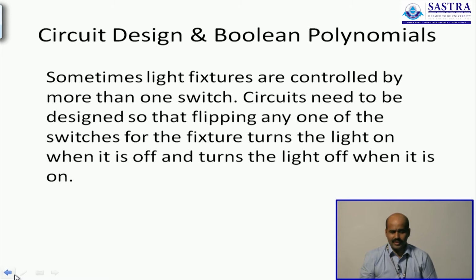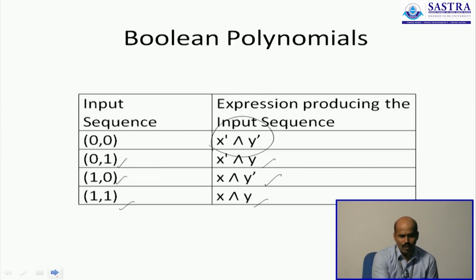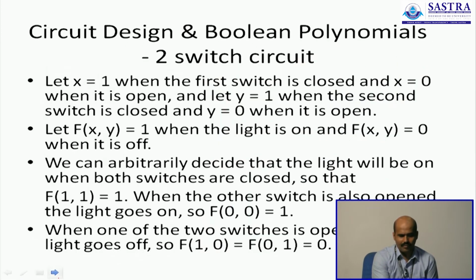We have to design a circuit so that an appliance is controlled by two switches in two different directions. To write it down as a Boolean polynomial, this is what we have. Let x be 1 when the first switch is closed, and x be 0 when it is open. And let y be 1 when the second switch is closed, and y be 0 when it's open. Now clearly, when both switches are turned on, the light should glow.